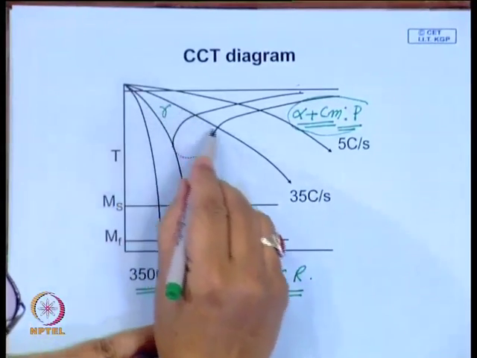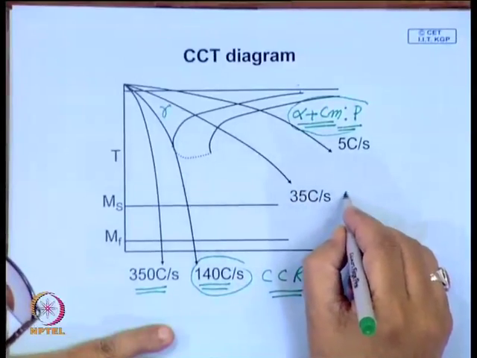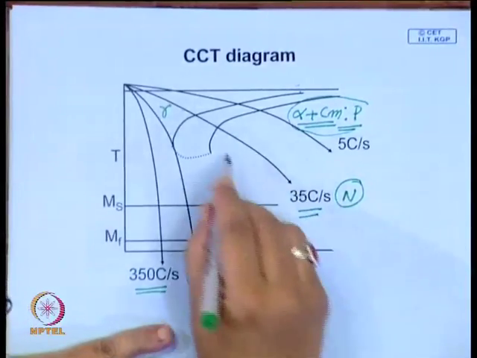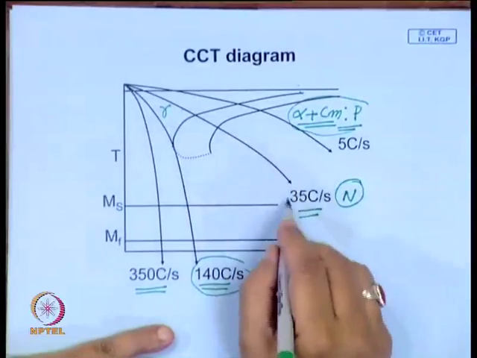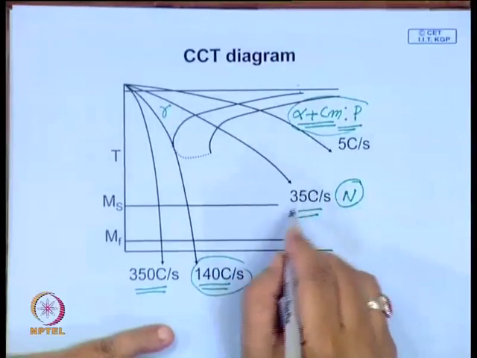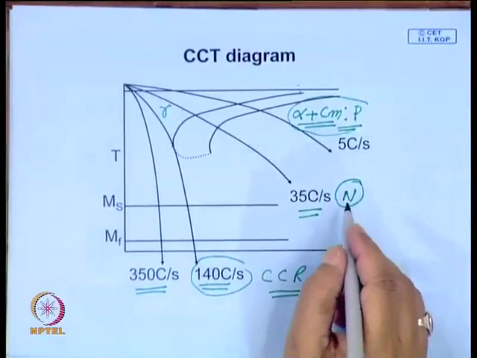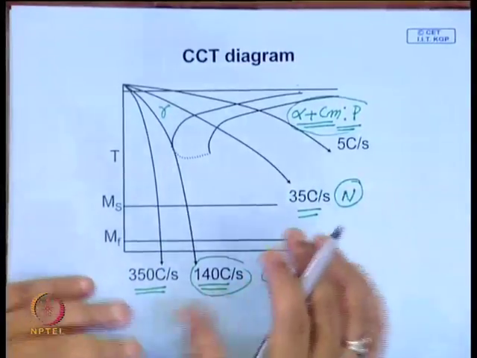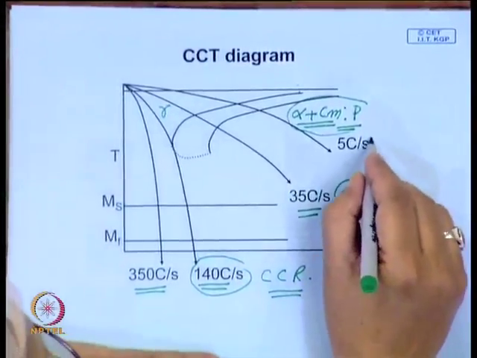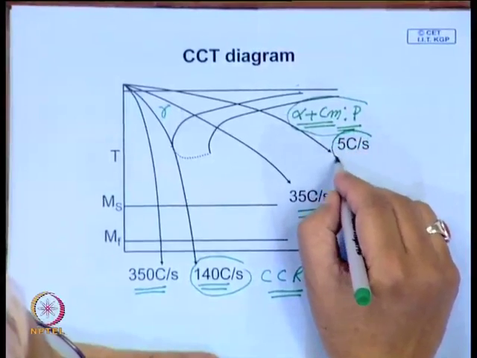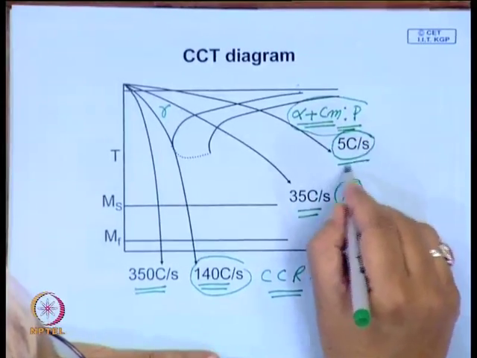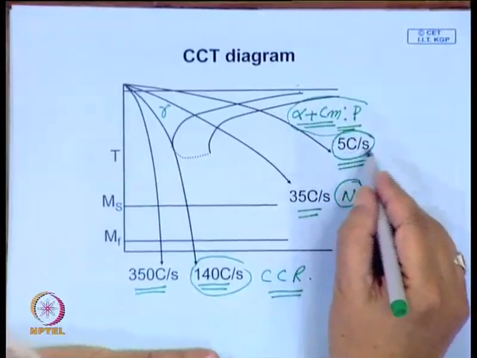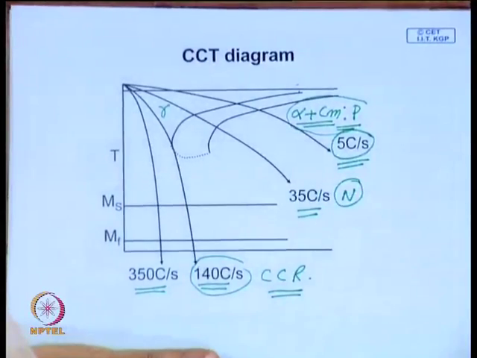And this is average: normalizing, when you do air cooling, maybe your cooling rate follows like this. Mind you, these rates are approximate, these rates will also depend on the dimension or size of the job that you have. In the case of annealing, when you do furnace cooling, the cooling rate is as low as, or even lower than, 5 degree centigrade per second.